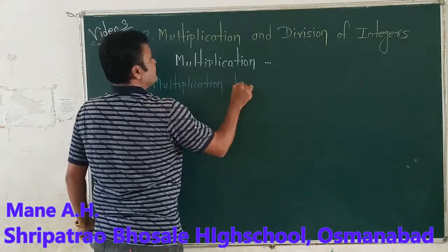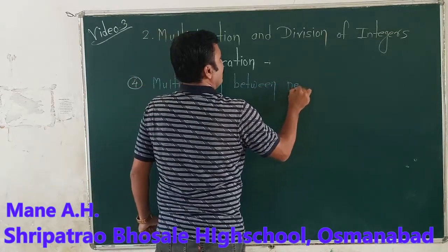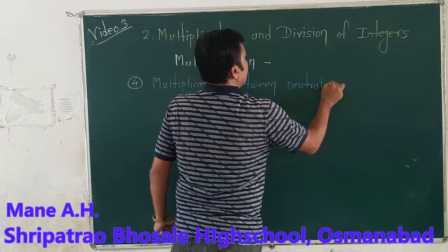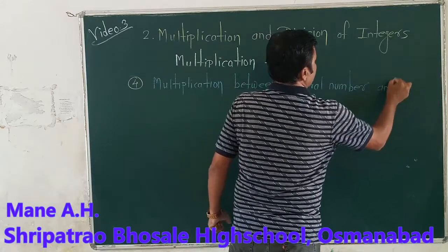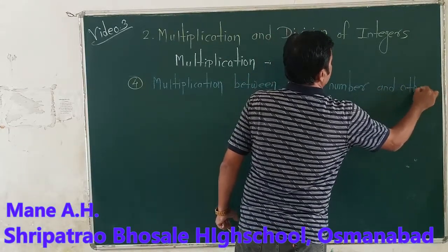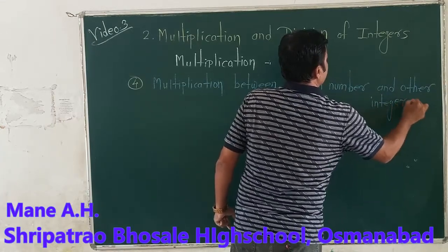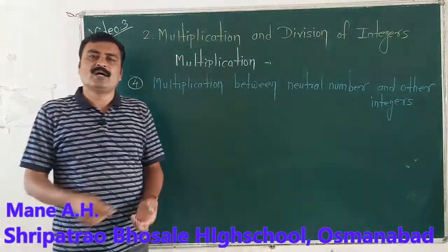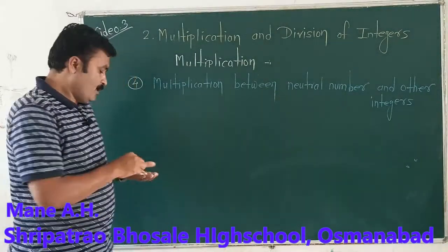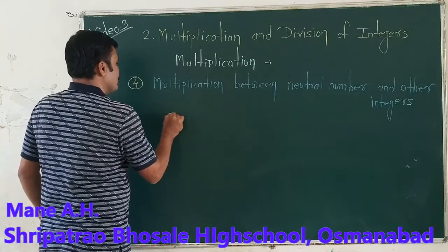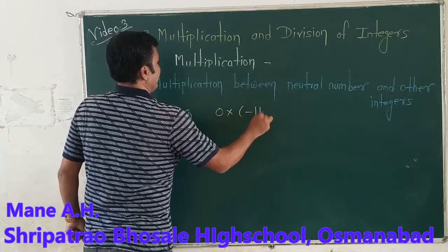Multiplication between neutral number and other integers. Now in this, the neutral number that we say is 0, and the other integer may be positive or it may be negative. Now to verify this condition, here I am putting the first example in front of you: 0 into minus 11.